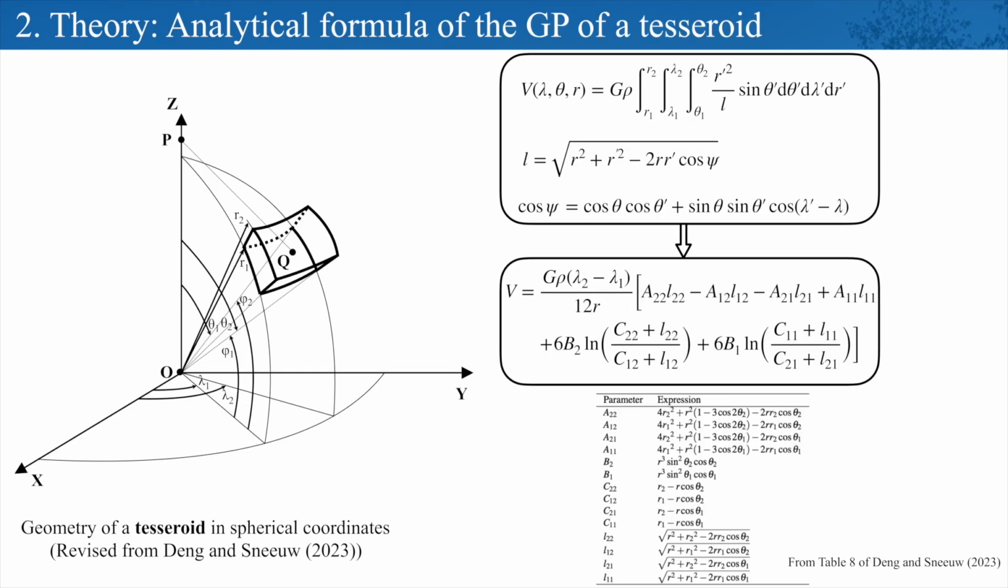Let's go to the theory part. This is the general formula of the gravitational potential of a tesseroid. When the computation point is located on the positive side of the polar axis, we derive the analytical formula of the GP of a tesseroid.